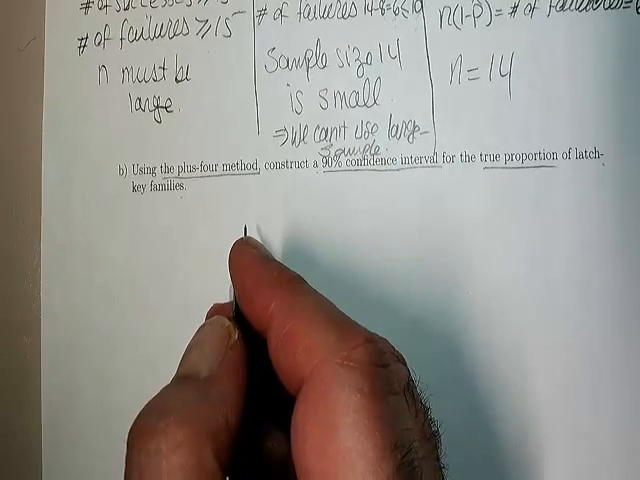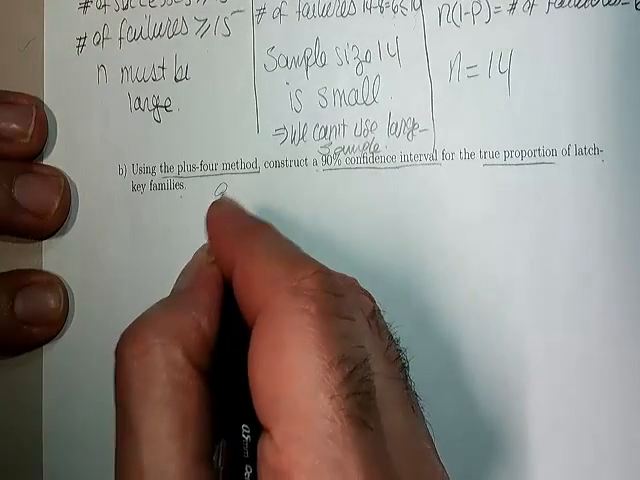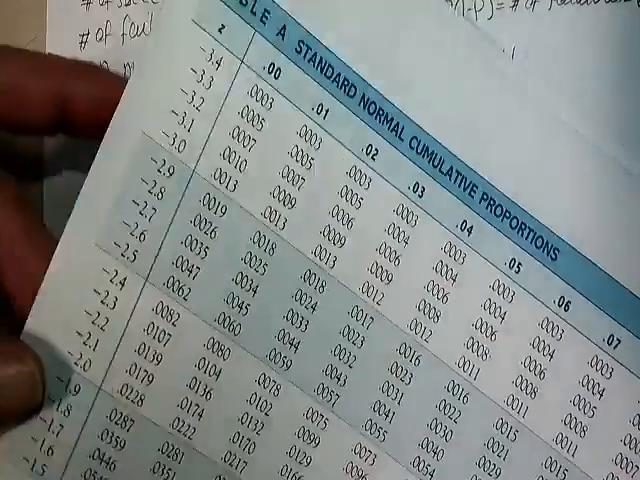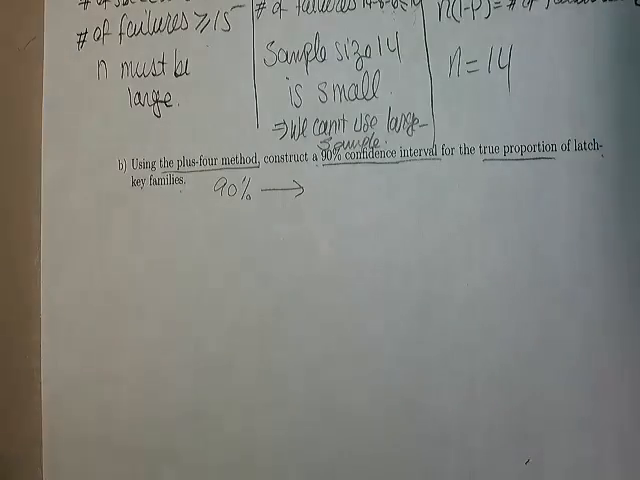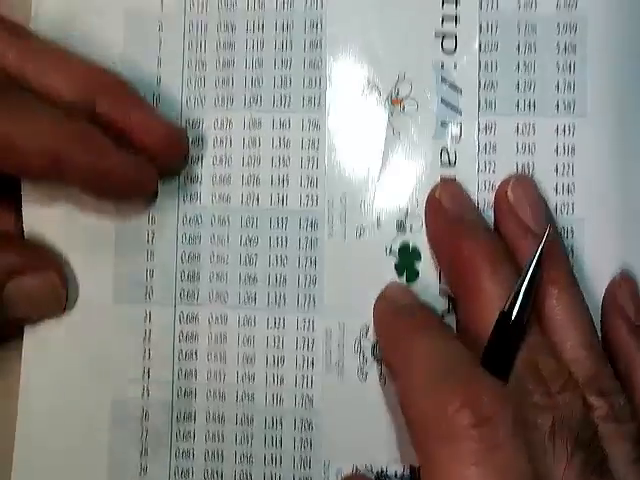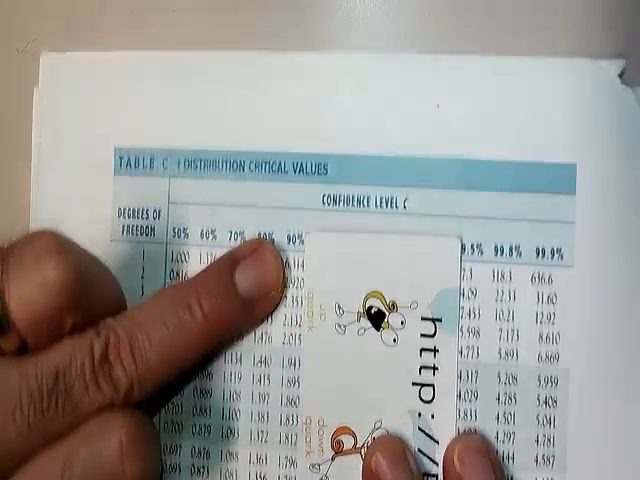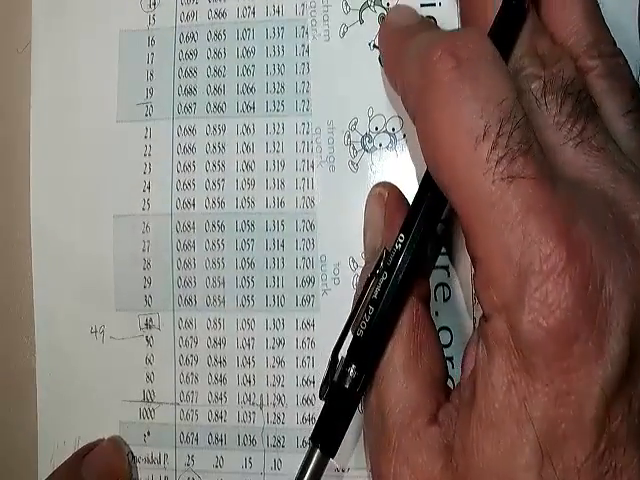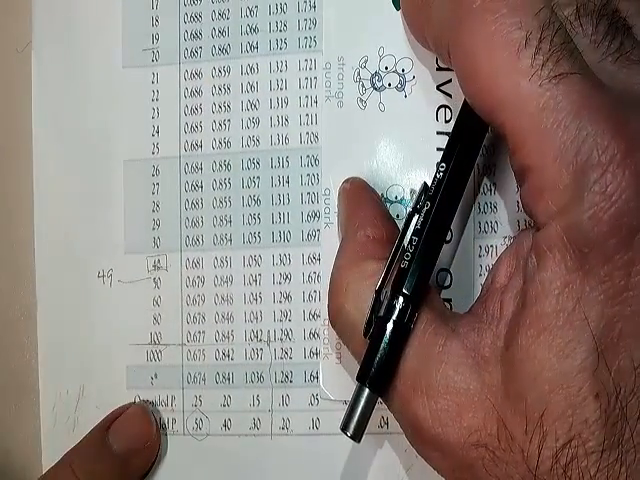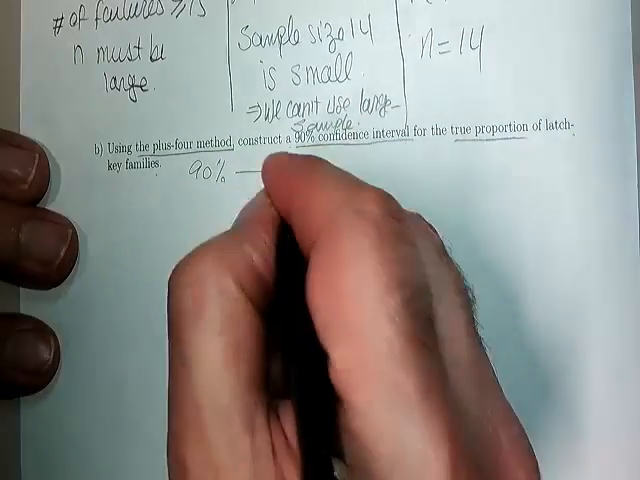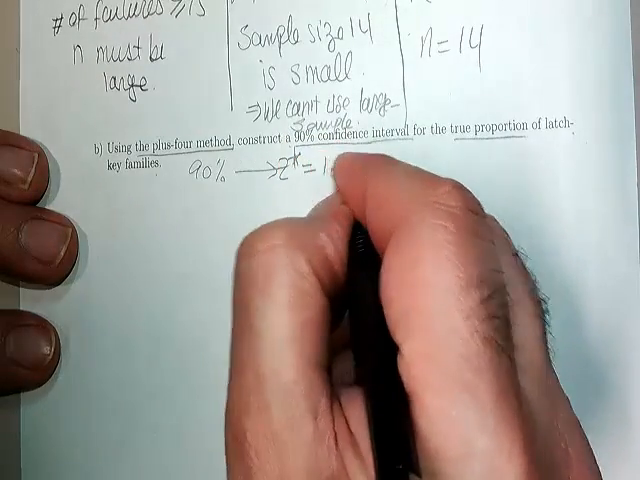So in order to do that, first we want to know 90%. 90% is going to give us 1.645, right? Some of you guys still have problems with this. 90% on the top, come down, you see 1.645, that's Z star. So Z star is equal to 1.645.